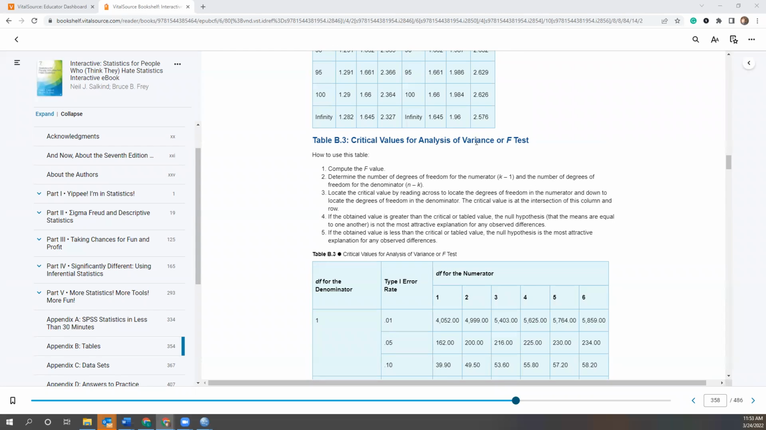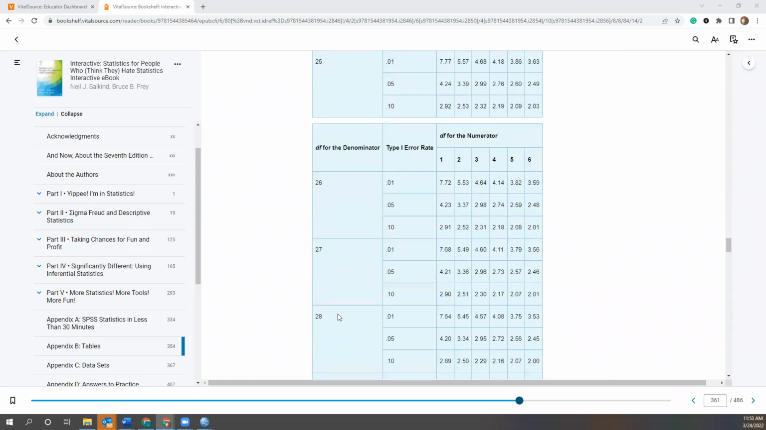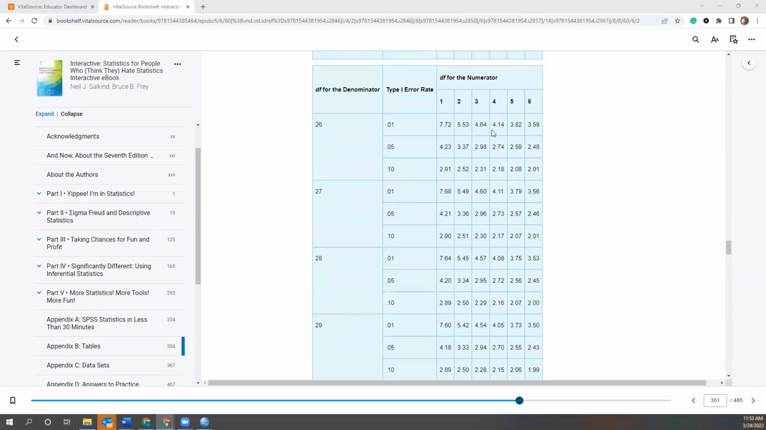So B3 critical values here, if you forget how to do the degrees of freedom, it explains it here. But our numerator for ours is 3 minus 1, which is 2. So we're going to be looking at this column right here. And then we're going to be looking for our denominator, which for us is 30 minus 3, which is going to be 27. So we're going to scroll down till we find 27. Here's 27. We're going to go to the second column in the 0.05 row. And our critical value is 3.36.